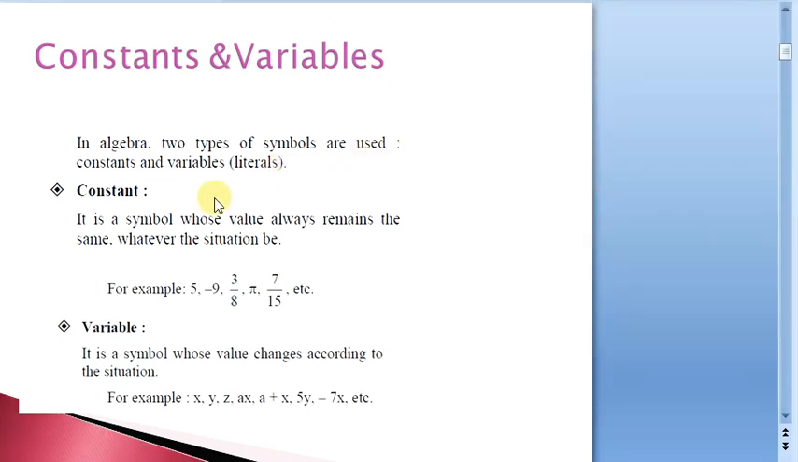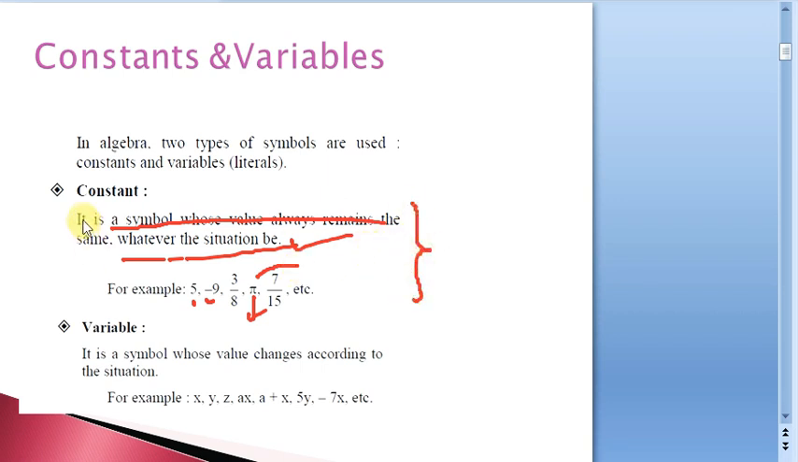As you can see in the definition, a constant is one whose value will remain the same whatever the situation may be. Suppose if we say 5, its value will be 5 always. Minus 9 is also going to be minus 9 only. And if you take pi, its value will be 3.14, and all the decimal digits will keep on repeating till millions of places, as we have seen in the decimal expansion of irrational numbers. So all these values are fixed. These are nothing but our constants.